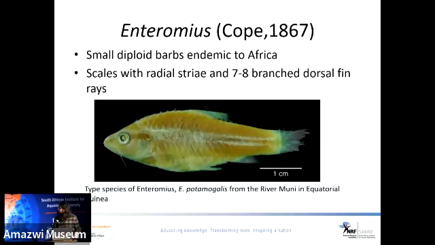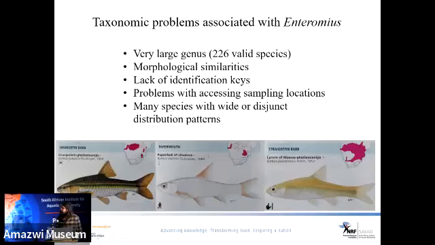So the Enteromius are a genus of small diploid barbs endemic to Africa. You can tell them apart from some of the other cyprinids by their scales being radially striated, and they've got 7 to 8 branched dorsal fin rays. And there are a lot of taxonomic issues in Enteromius. It's a very large genus, morphologically quite similar, with very few identification keys, problems accessing sampling locations, and, same as with Tadiwa's work, many species have wide or disjunct distributions.